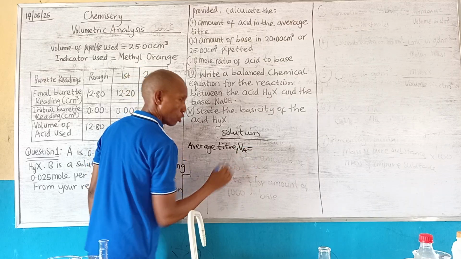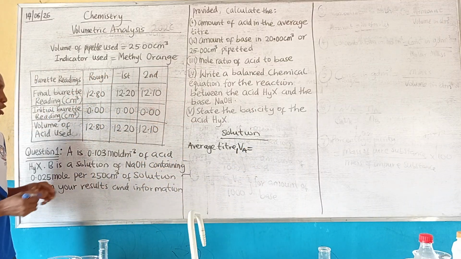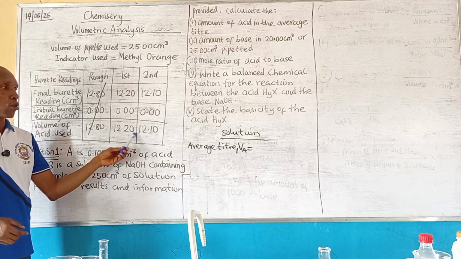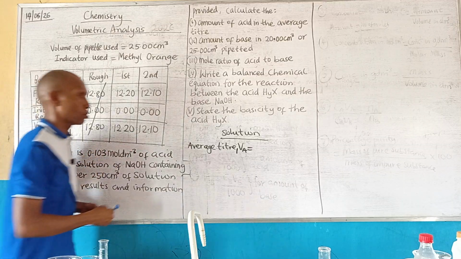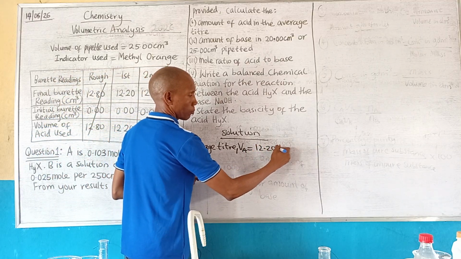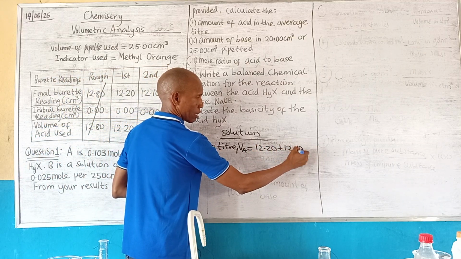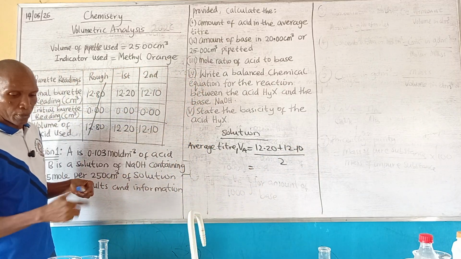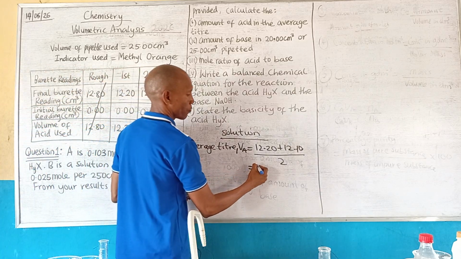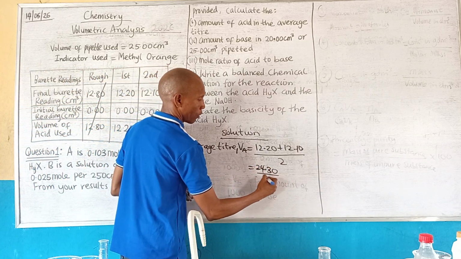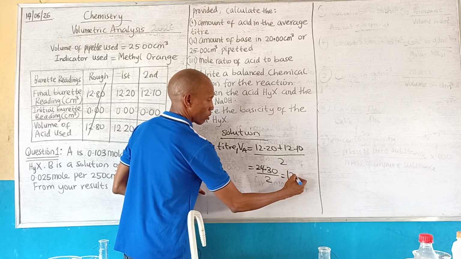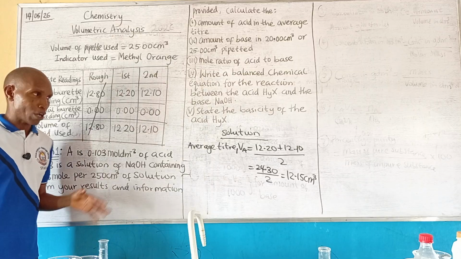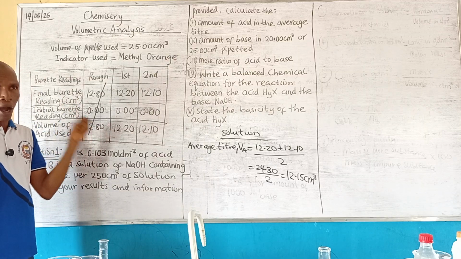And that will be your VA. For the VA, you don't use the rough value in your calculation. You use the other two values, so it means you are using 12.20 and 12.10. So 12.20 plus 12.10 all over 2. If you are using 3 values after the rough, you divide by 3. So that gives us 24.30 over 2, which is 12.15 cm cube. That is our VA. We are trying to get down some information from our results.